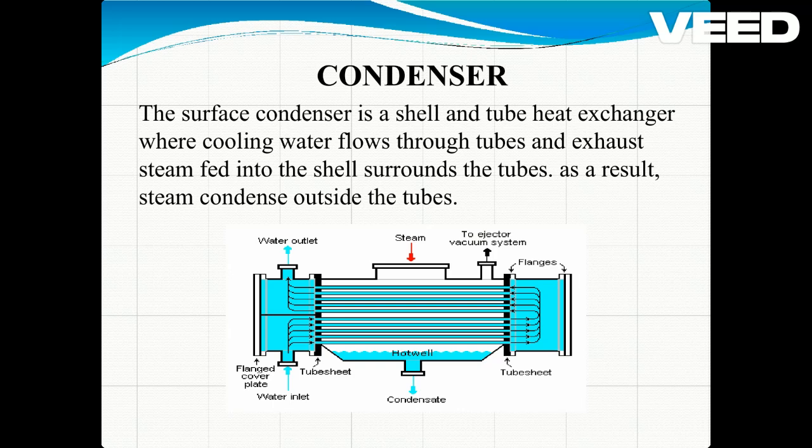The surface condenser is a shell and tube heat exchanger where cooling water flows through the tubes and the exhaust steam is fed into the shell which surrounds the tubes. As a result, steam condenses outside the tubes. So this is about the condenser.